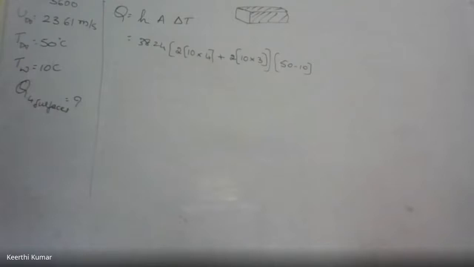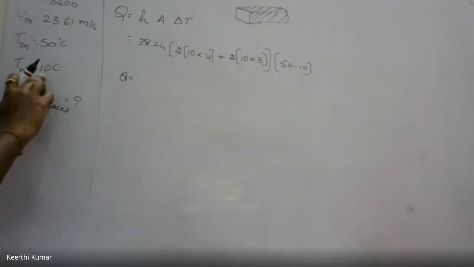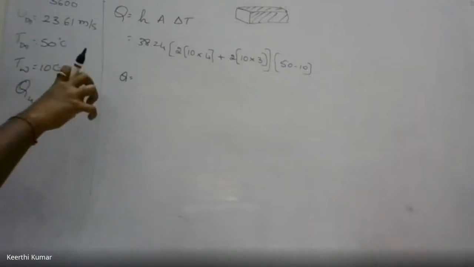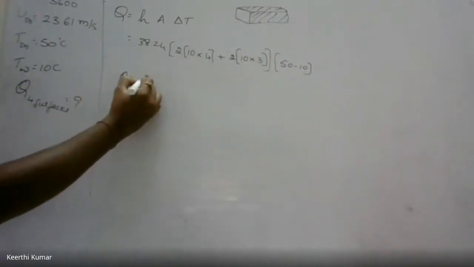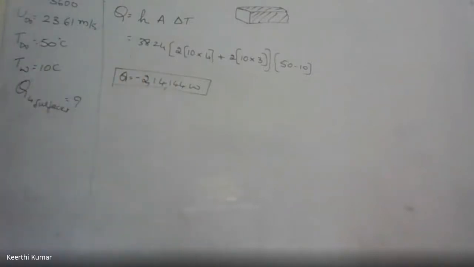Done. What is Q? Sir, it's minus 2 4 1 4 4. Okay, why is it minus? Because the temperature of air is greater than the temperature of the wall. Heat is taken away from the air to the body, the truck. Minus 2 4 1 4 4 watts. So this much heat is taken from the air by the truck, from all the surfaces.